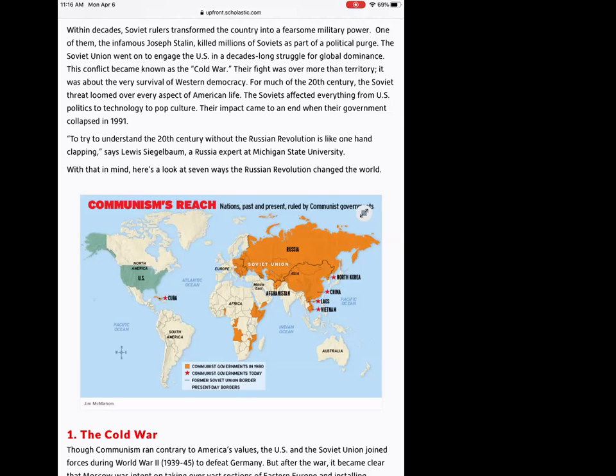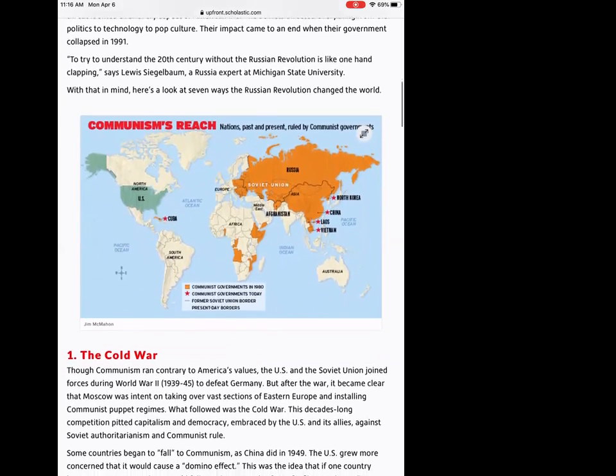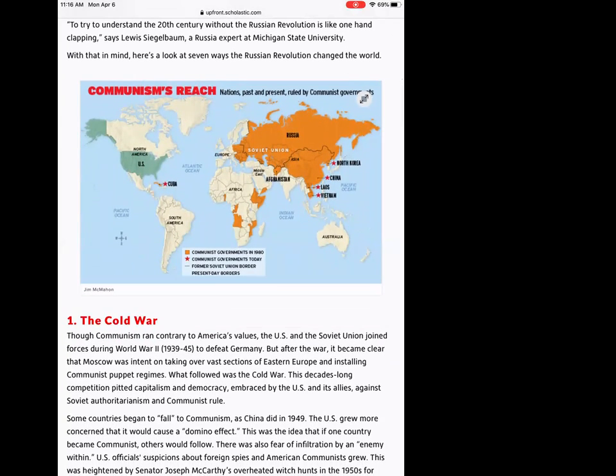For much of the 20th century, the Soviet threat loomed over every aspect of American life. The Soviets affected everything from US politics to technology to pop culture. Their impact came to an end when their government collapsed in 1991. To try to understand the 20th century without the Russian Revolution is like one hand clapping, says Louis Siegelbaum, a Russia expert at Michigan State University. With that in mind, here's a look at 7 ways the Russian Revolution changed the world.